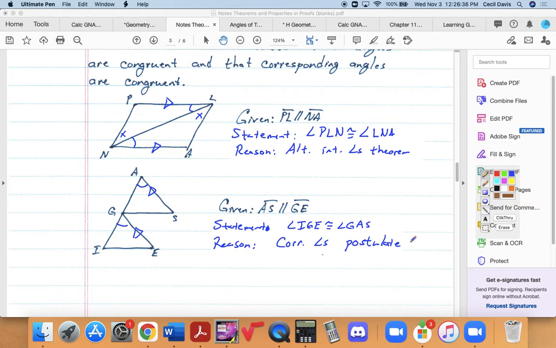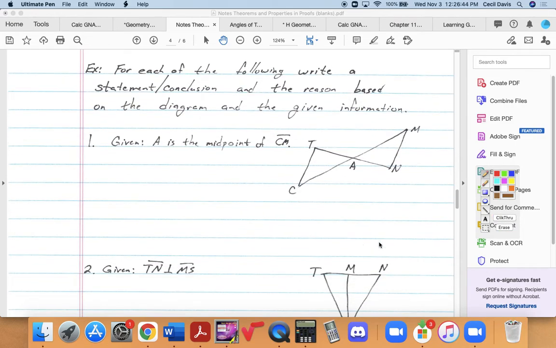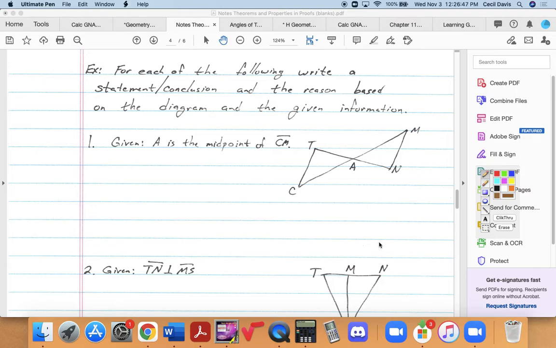So find somebody to talk to after you have tried one. Be sure, it says for each of the following, write a statement or conclusion and the reason based on the diagram and the given information. So don't tell me something that's true that's not based on what was given. There are several things that are going to be true. But here, the given, A is the midpoint of segment CM. Write what you think would be a statement for that and give a reason for that. I'm going to give you about a minute. Go.